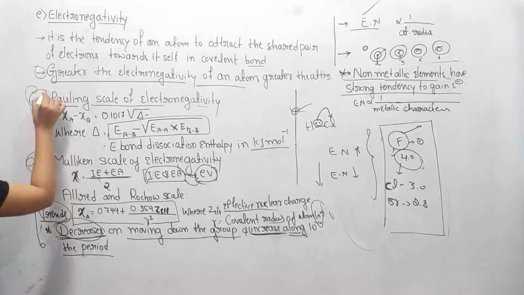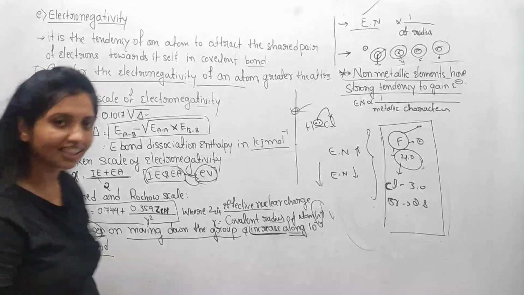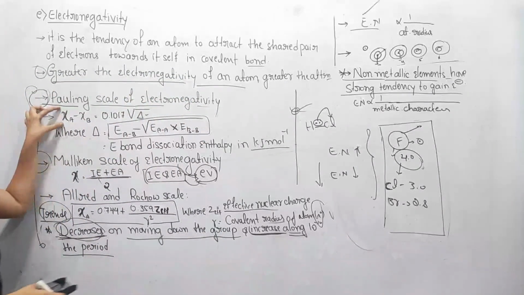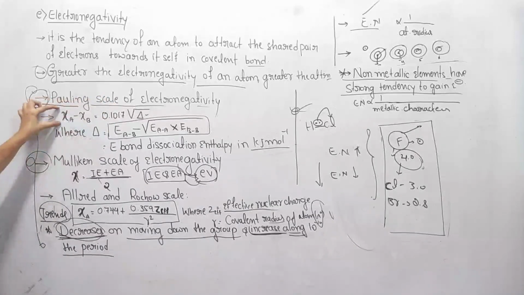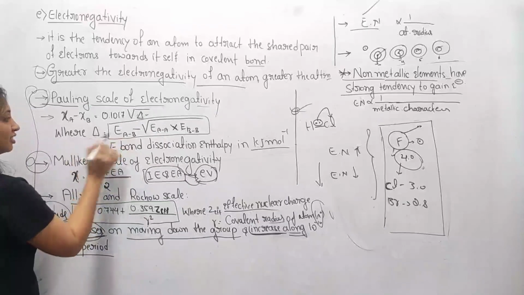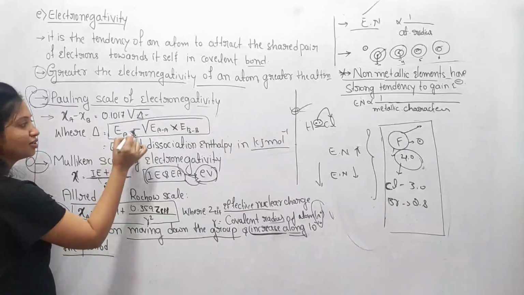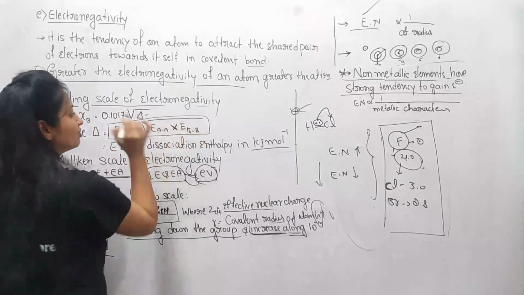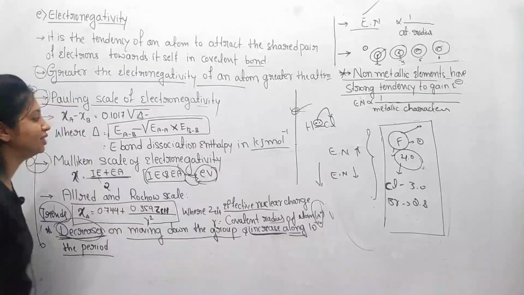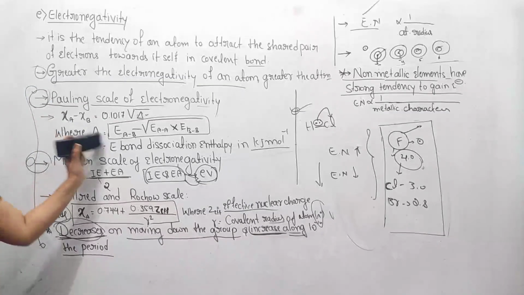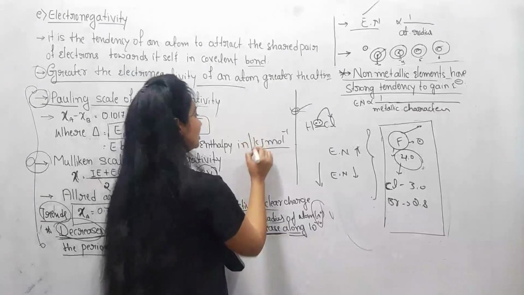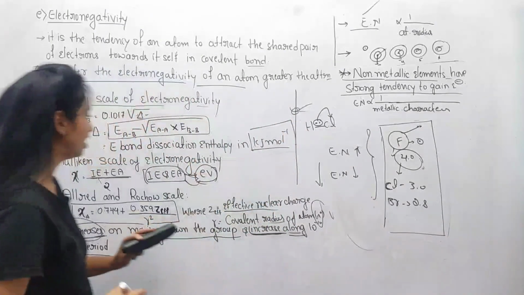And we have 3 different scales to measure the electronegativity. That is the Pauling scale of electronegativity. The formula of the Pauling scale is this one. Here delta means the bond dissociation energy of A to B minus the square root of the bond dissociation energy of A to A times the bond dissociation energy of B to B. The bond dissociation energy or bond dissociation enthalpy is measured in kilojoule per mole.